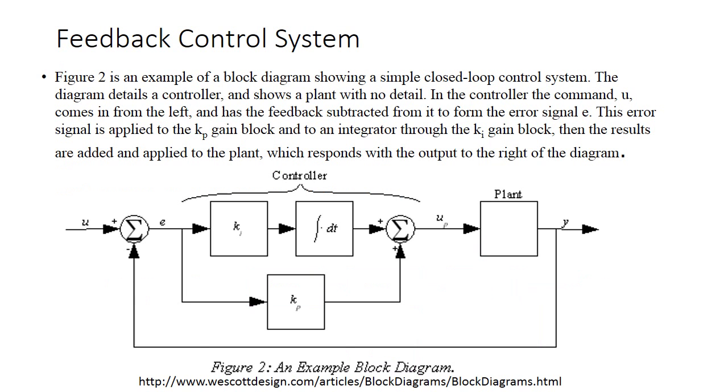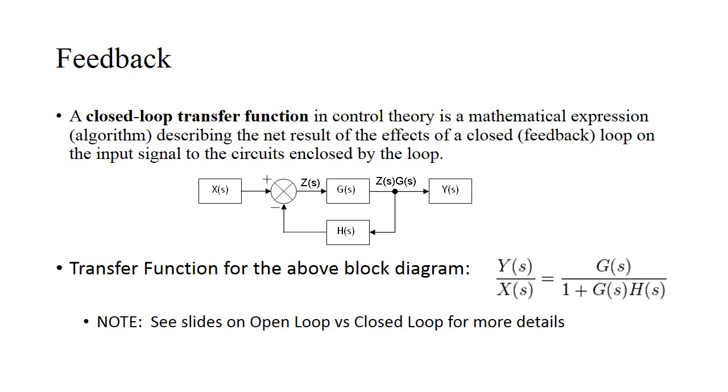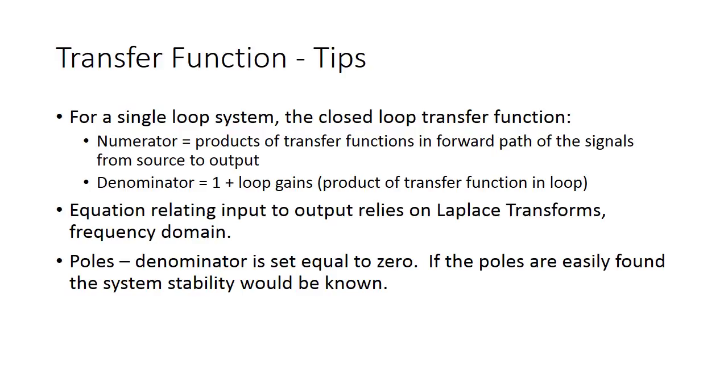Now let's look at another feedback control system. Figure 2 is an example of a block diagram showing a simple closed loop control system. The diagram details a controller and shows a plant with no detail. In the controller, the command U comes in from the left and has the feedback subtracted from it to form the error signal. The error signal is applied to the KP gain block and to the integrator through the KI gain block. Then the results are added and applied to the plant, which responds with the output to the right of the diagram. And this is just another example of a block diagram.